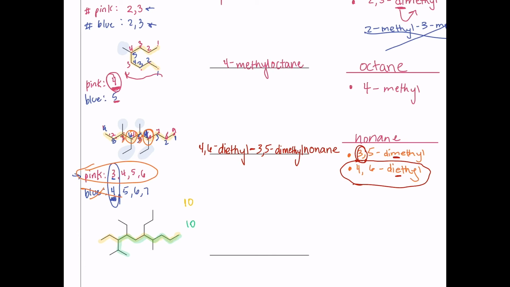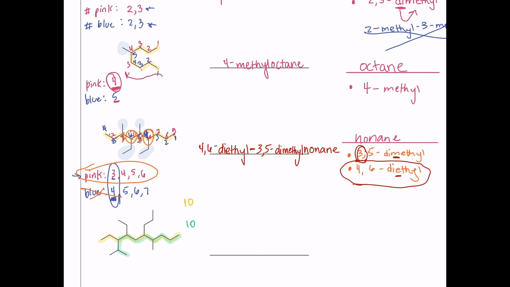So which one is the right parent chain? Because they're both different, all right? Well, the answer is you want to choose the longest parent chain. Okay, we get it, 10. But if there's an option where there's more than one way to pick the longest parent chain, in other words, for this example, I have 2 different ways and they're both 10. So which one do I pick? Well, you want to pick the one that has the most substituents on it, okay?